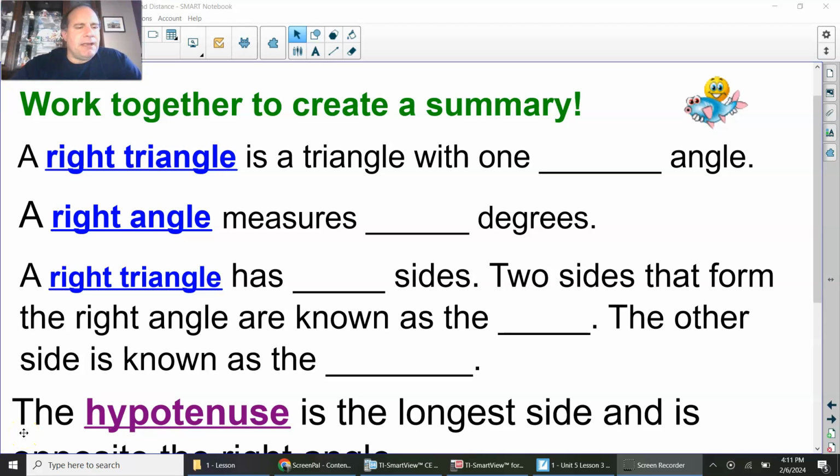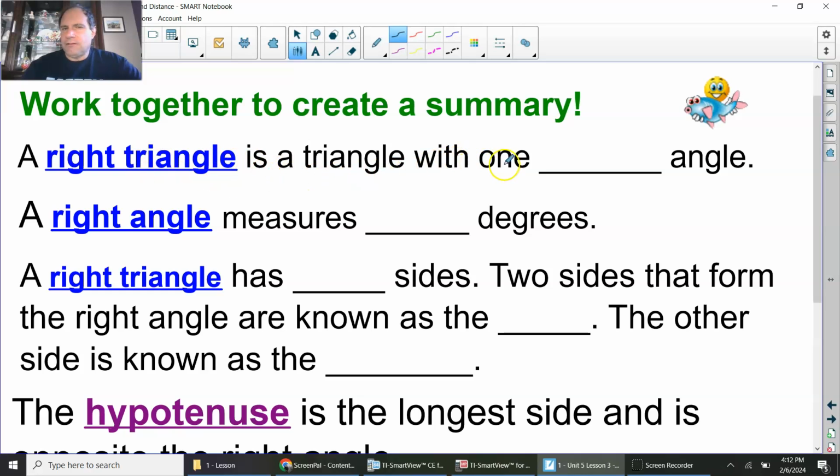Hello everyone. In this video we are going to work with Pythagorean theorem and use it to find the missing side of a right triangle. All right, so first let's go ahead and do this summary. The right triangle is a triangle with one right angle.